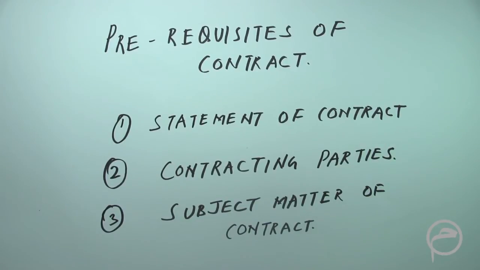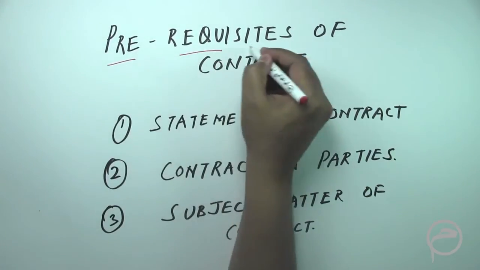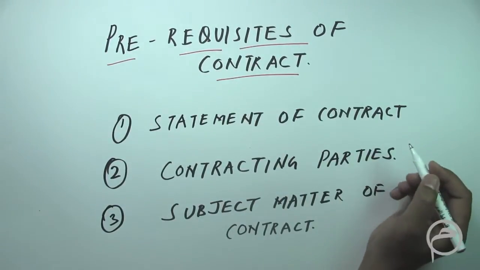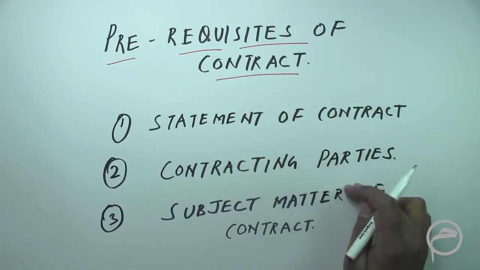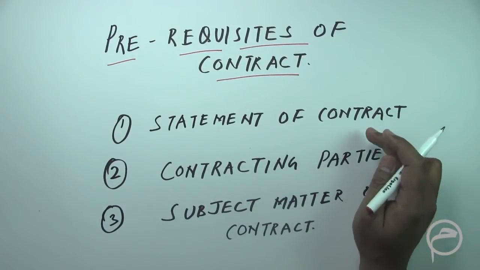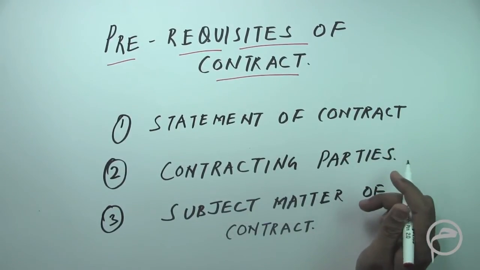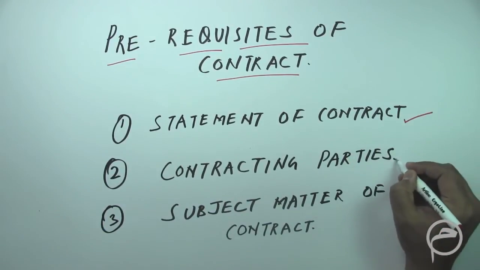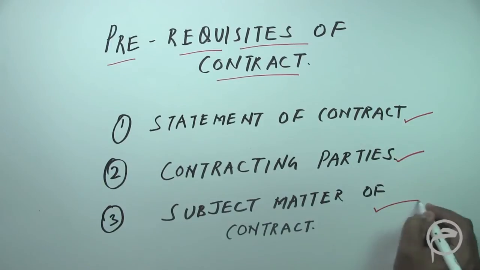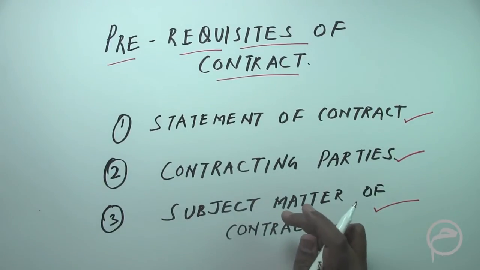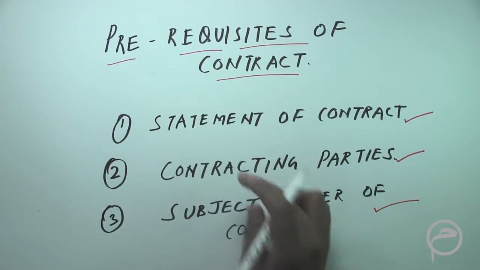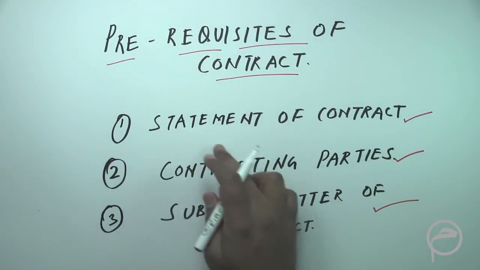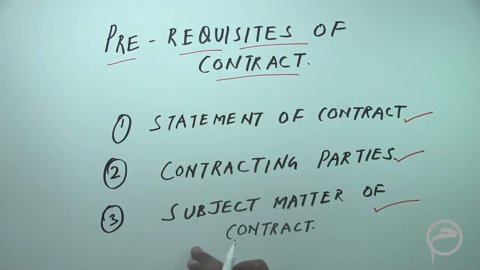So as we have discussed, what are the prerequisites of a contract? The main prerequisites or the main elements of a contract from a Sharia perspective are the statement of contract, the contracting parties, and the subject matter of the contract. Now let us discuss each of them: what we mean by a statement of a contract, what we mean by contracting parties, and what we mean by the subject matter of the contract.